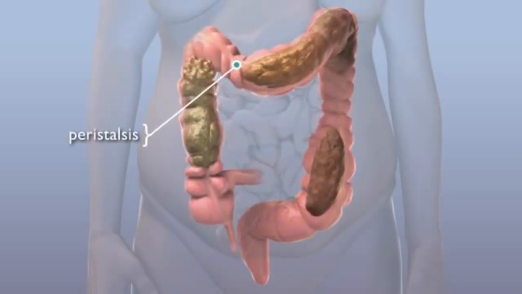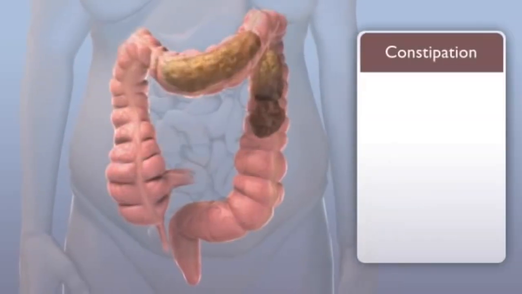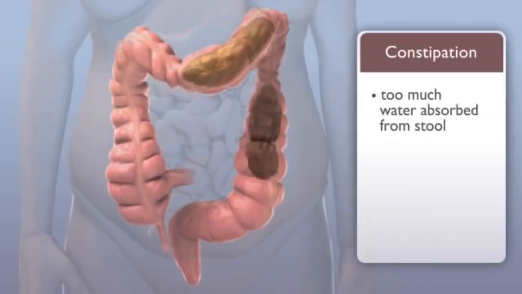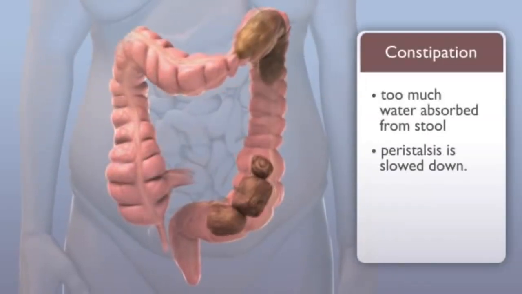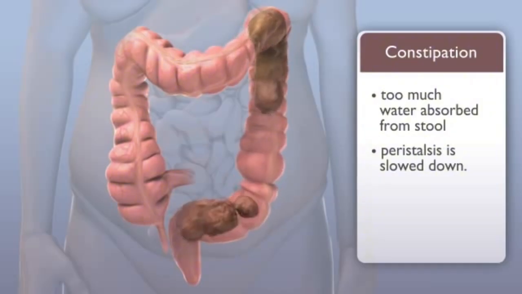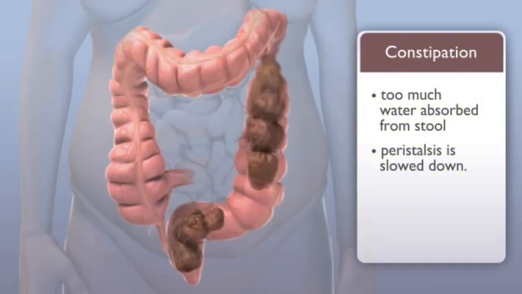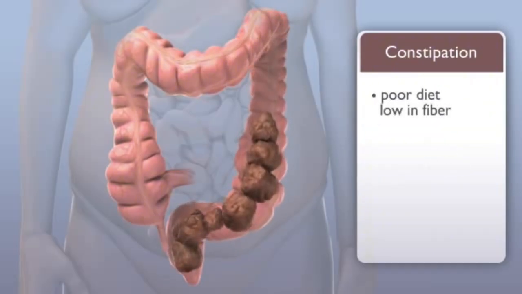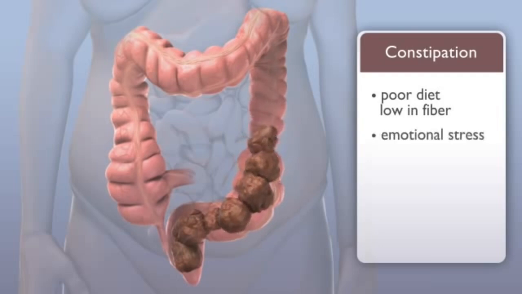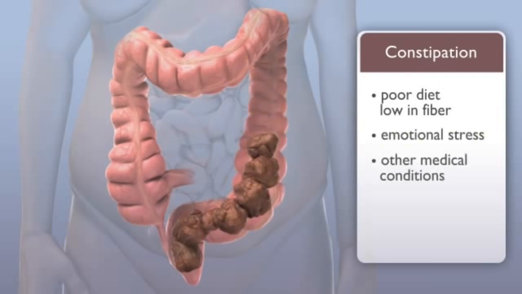Stool is moved through the sections of the colon by waves of squeezing muscles in an action called peristalsis. Constipation can occur if too much water is absorbed from the stool or if peristalsis is slowed down. Many other factors can also play a role, such as a poor diet low in fiber, emotional stress, or other medical conditions.